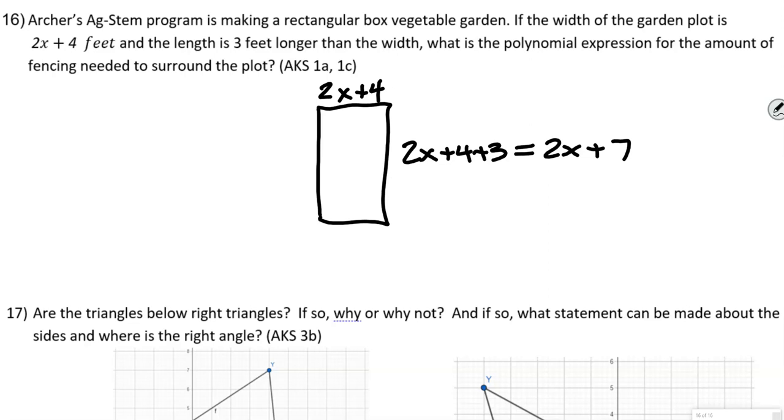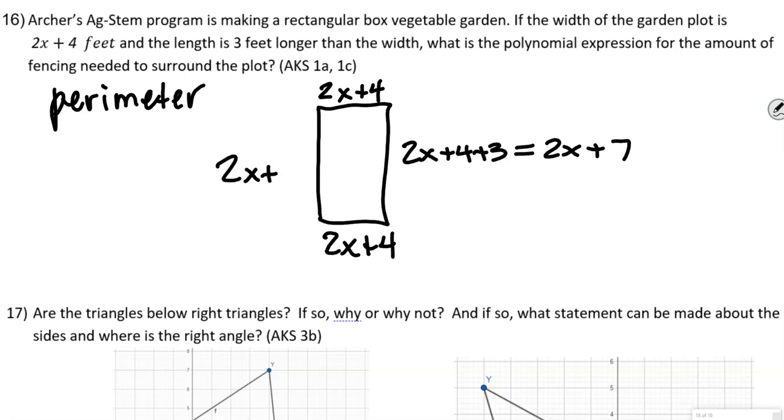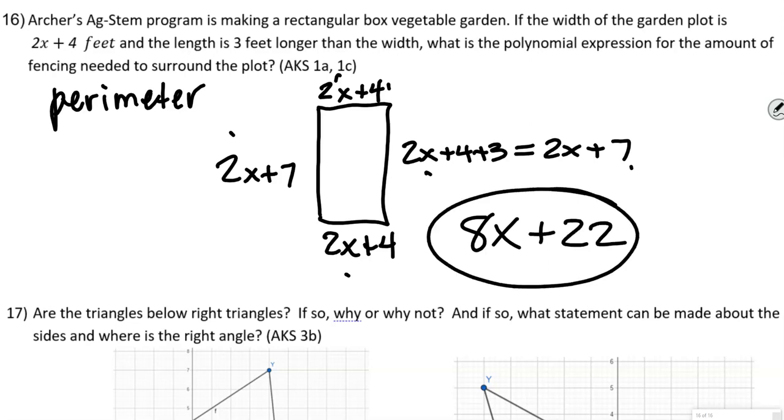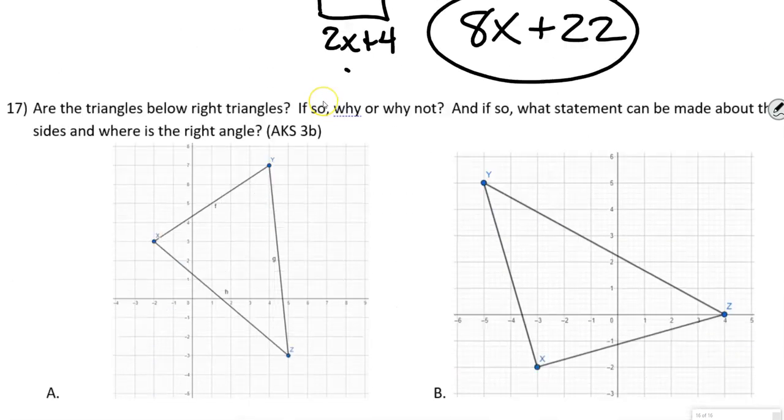So this is just a rectangle, right? So we need perimeter. Isn't that what that means if it said the fencing around? So we're looking for perimeter, okay? So we've got 2x's plus 4's, right? And we got 2x's plus 7's. So we could go 2x plus 2x plus 2x plus 2x. That's 8x, right? We got 4 plus 7. That's 11. And 11 plus 11 is 22. So that's our answer right there when you add up all 4 sides.